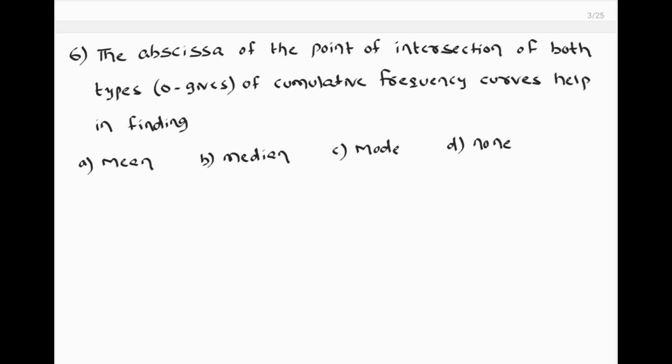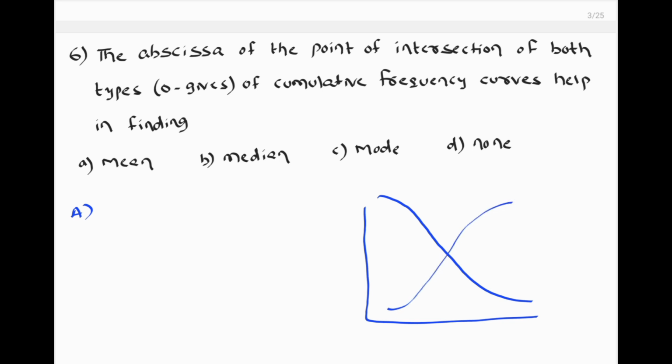This is one of the most important questions. The abscissa of the point of intersection of both the ogive curves. So we have the greater than curve and the less than curve. They meet at a point P. Here we have the x value and y value, so it is the abscissa and the ordinate. The x value will represent the median.